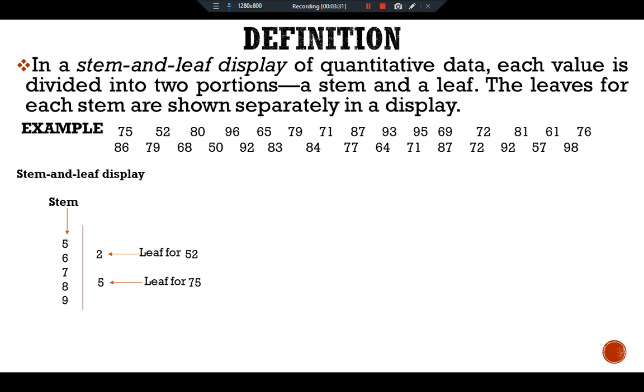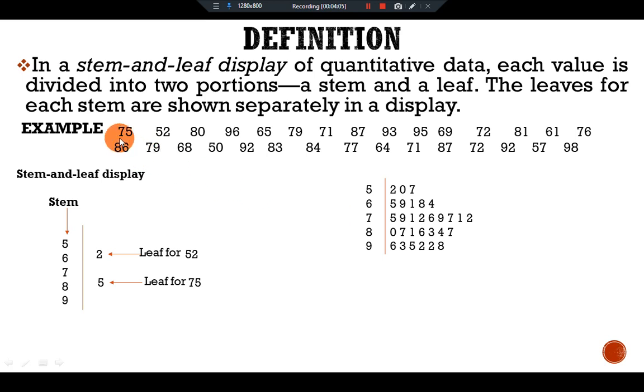So to create a stem and leaf display, we draw a vertical line like that, and write the stems on the left side of it. We arrange the stems in increasing order, like 5, 6, 7, 8 and 9. So we are making the stem and leaf display like here.